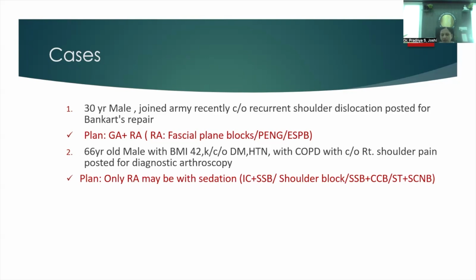The blocks you can try may be an infraclavicular block with the suprascapular nerve block, or the shoulder block as such, or the supraclavicular nerve block with the costoclavicular approach, and the superior trunk block alone.